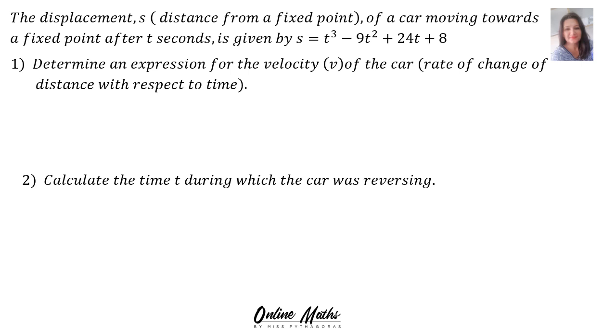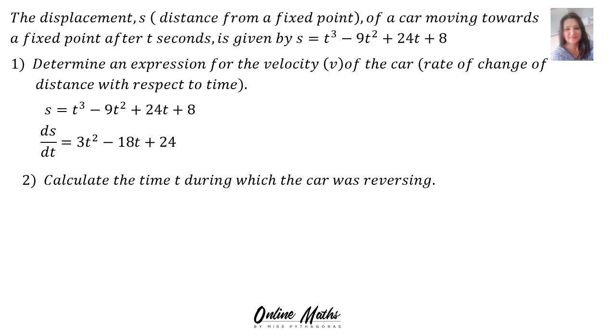Remember, velocity is the rate of change of distance with respect to time. So when you have the equation for the distance or the displacement and you find the first derivative, you find an expression for the velocity. Therefore, in this case, ds over dt is equal to 3t squared minus 18t plus 24. That expression is the expression for the velocity.